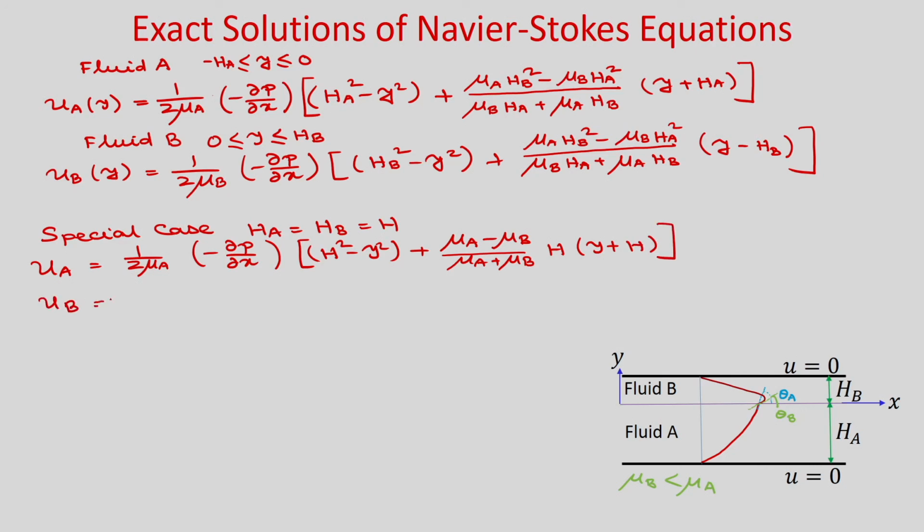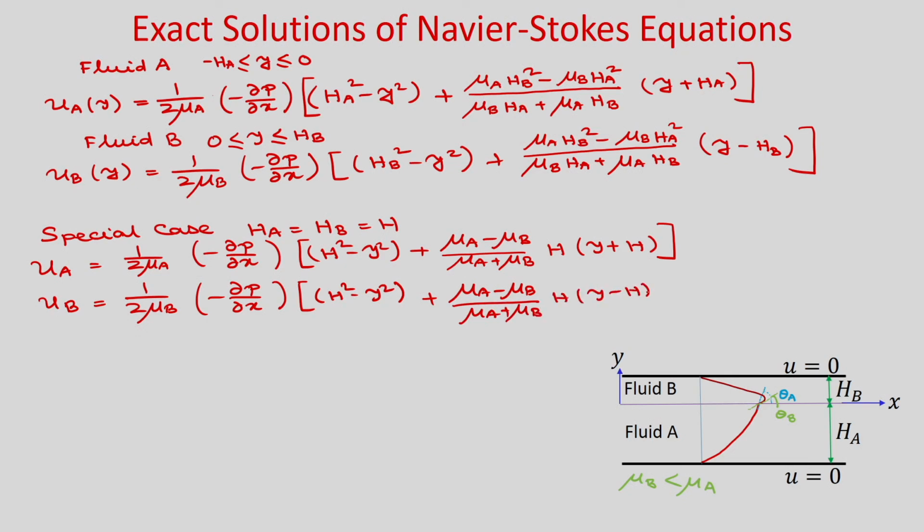and U B will be 1 by twice mu B into minus del P by del X into (H square minus Y square) plus (mu A minus mu B) divided by (mu A plus mu B) into H into (Y minus H). Okay. So, you can see that the velocity distribution is given for equal height of the layers.